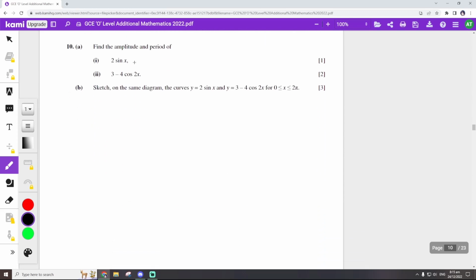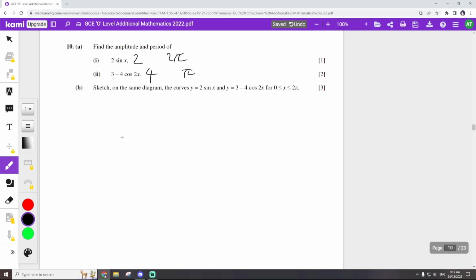Find the amplitude and period of the following functions. Okay, this is going to be a joke, right? The amplitude is 2, and the period is 2 pi. What's the amplitude of this one? Don't be fooled by the negative sign, don't be fooled by the constant term. Just take the absolute value of the coefficient of the cosine or sine function, which is 4, and the period here will be pi.